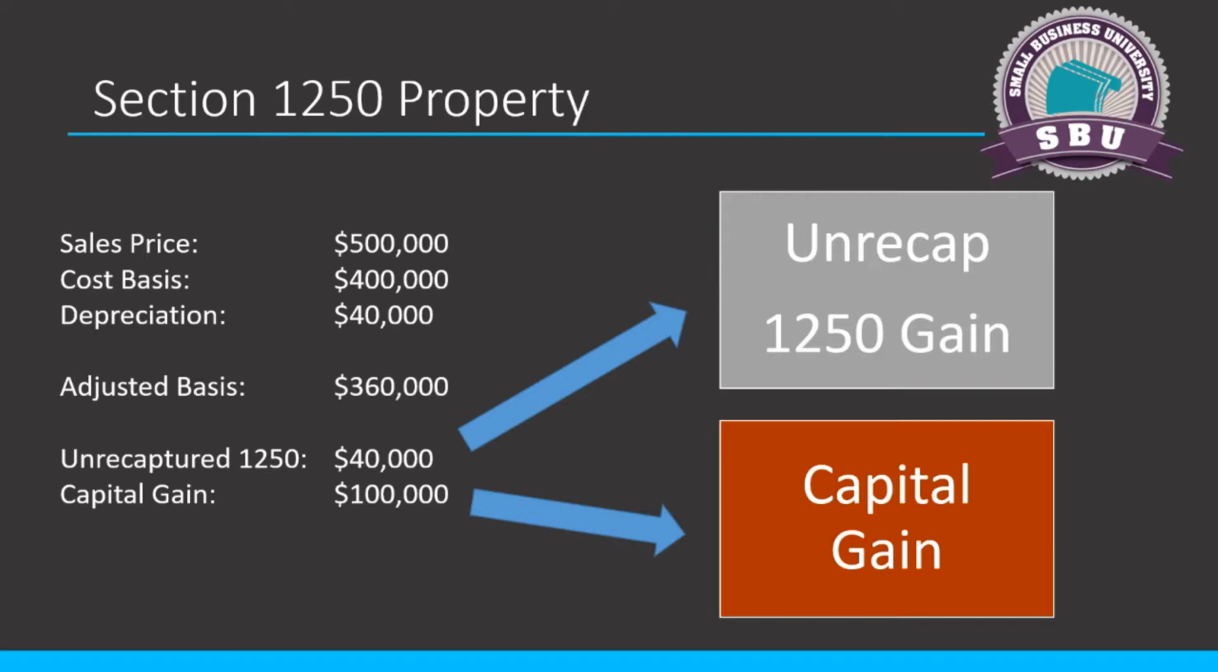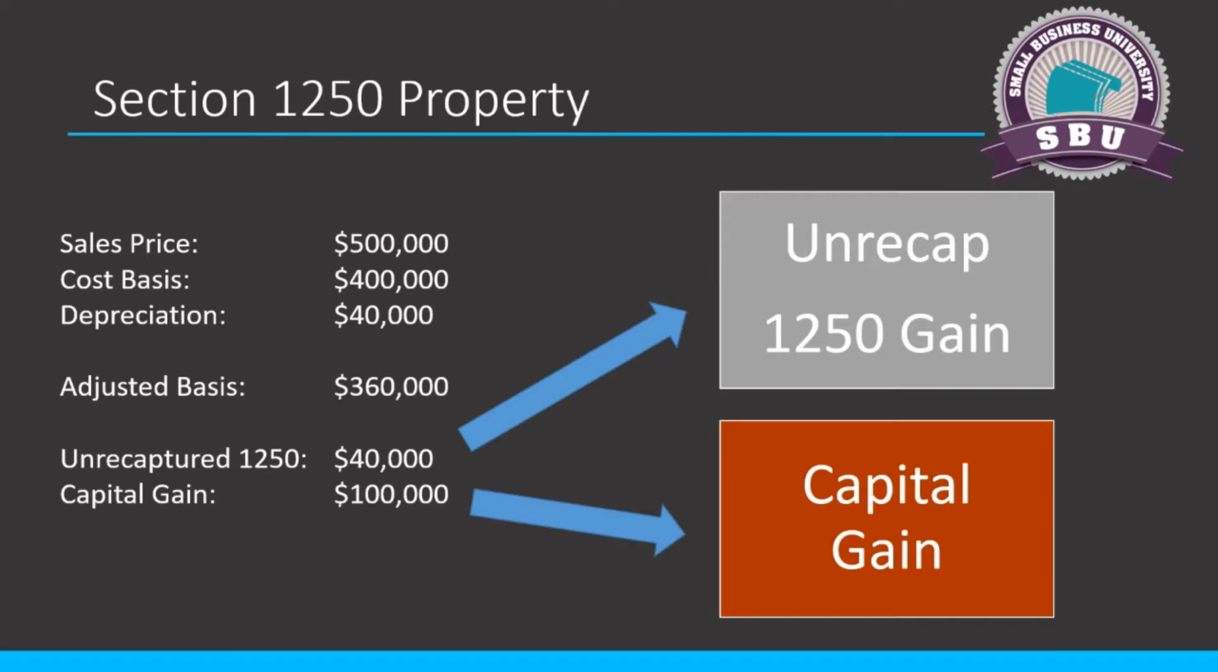The recapture of the 1250, even in this case, is at maximum up to a max of 25%. So if you were in a tax rate on your personal tax return of like 40%, that's still better. It's better to have taken the depreciation than taken the unrecaptured 1250 on the way back out, because you got a preferential tax rate on the way out.